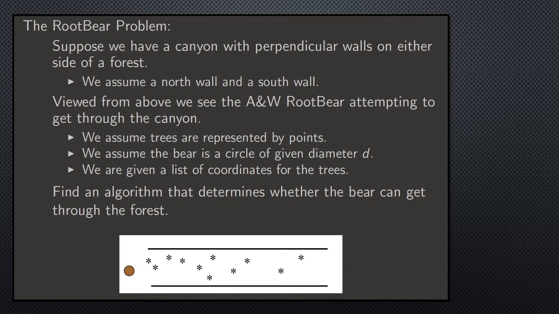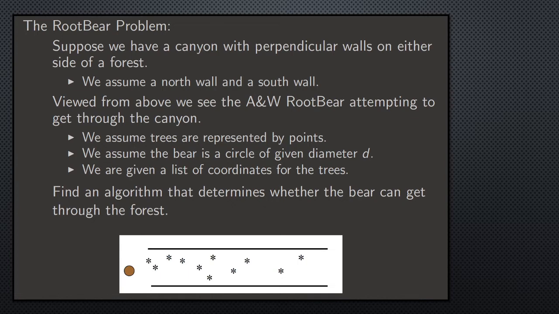So the root beer problem, we have this canyon with perpendicular walls on either side of a forest. So imagine that these horizontal walls here are like a sheer rock face that you can't climb up or get through in any way. On either side, perfectly straight lines, just because we have to simplify our problem slightly. And then there are a bunch of trees that you can't pass through, they block you, and the trees are represented by points. So don't think of the trees as circles with any diameter, we're modeling them as infinitesimally small points, okay? So infinitely small points in the 2D plane.